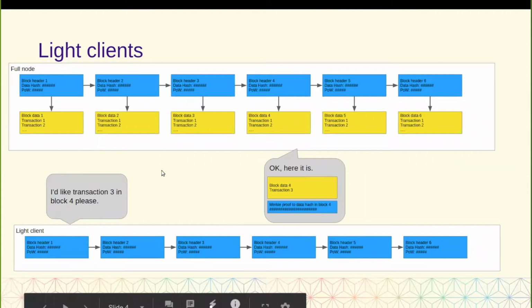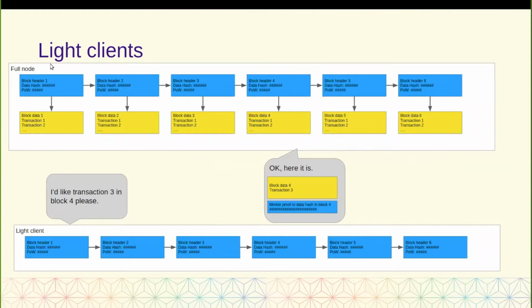So this is a picture of the view of a full node on top and a light client below. A full node has block headers in blue, and it also has the block data that corresponds to each block header. The block header has a hash of all the data that's in that block, so that's the transactions in the block data. And then it has some proof of work hash, for example, if it's a proof of work chain.